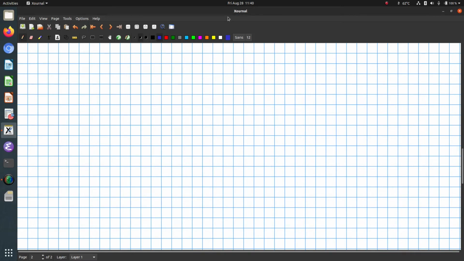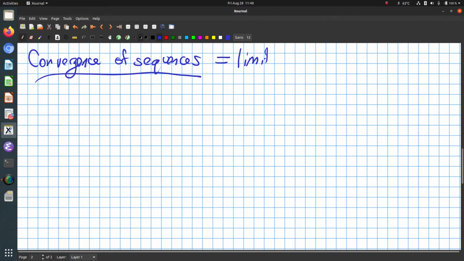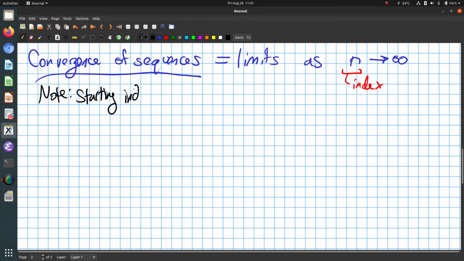Sorry about that. Well, okay, let's go on to the next topic of sequences then, and that is the notion of convergence. And convergence of sequences very much is about limits. This is about limits as n, the index, goes to infinity. And it does not matter where you start your index, because as you go to infinity, you kind of lose track of your start. So note, starting index usually does not matter.